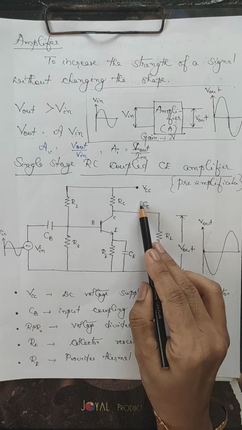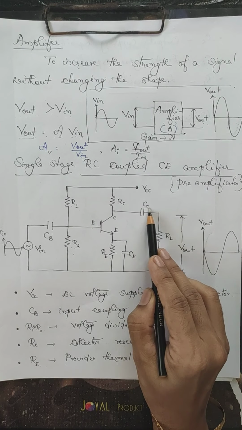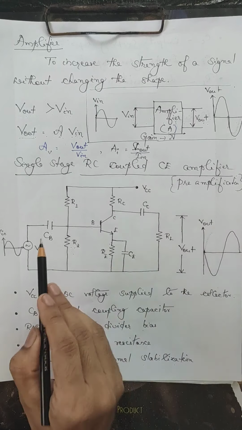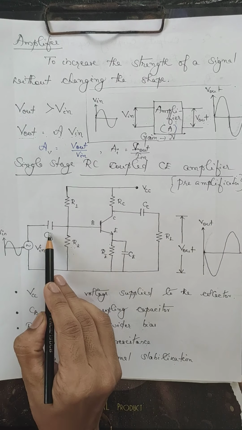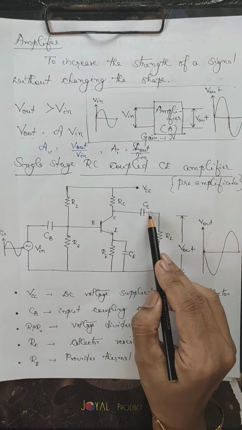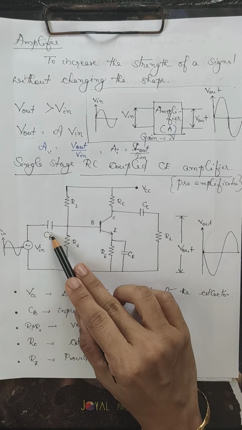So next one is CC. This is known as the output coupling capacitor. This is denoted as CC because it is the coupling capacitor connected to the collector. This is CB because it is the capacitor connected to the base. So this is the output coupling capacitor, and this is also used for the same purpose.